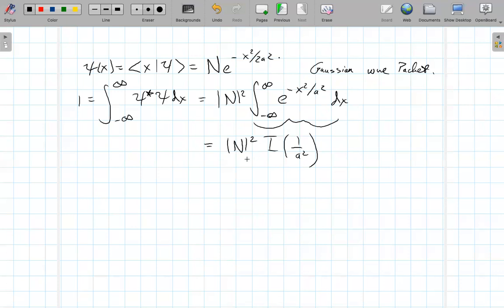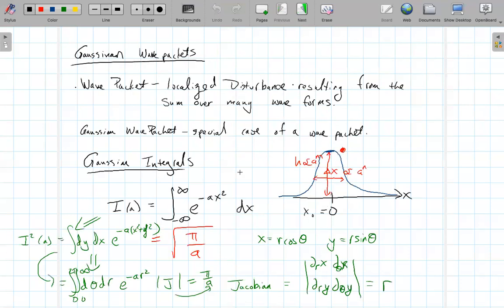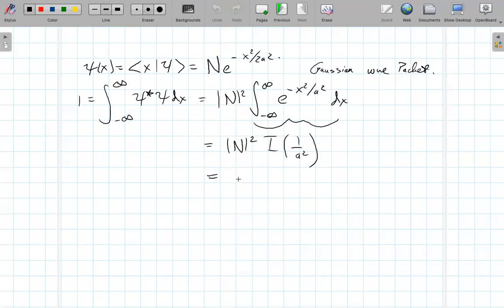Plug this in and then we can solve for the normalization constant. Following our Gaussian integral, which was the square root of pi divided by a, if I put that in, this is going to be the modulus squared of n times the square root of pi a squared, because this is 1 over a squared, so the a moves to the top. Which is the same thing as the modulus of the normalization constant squared times the square root of pi times a.